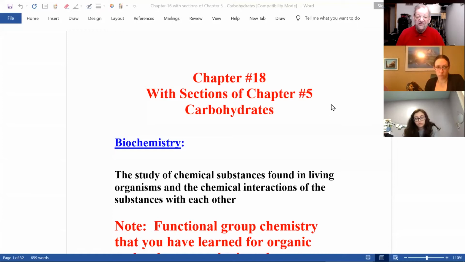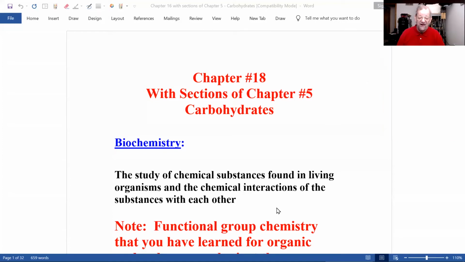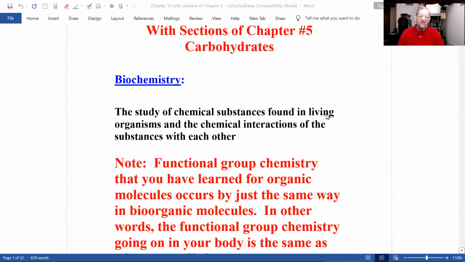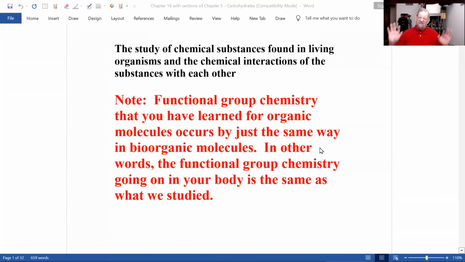Now, hopefully you all see chapter 18 with sections of chapter 5. All right, this slide, the switch is going to be on test off, but I still like to talk about something because there's a misconception. Let's talk about biochemistry. Biochemistry is the study of chemical substances found in your body or things that are alive and the chemical interactions of those substances with each other.